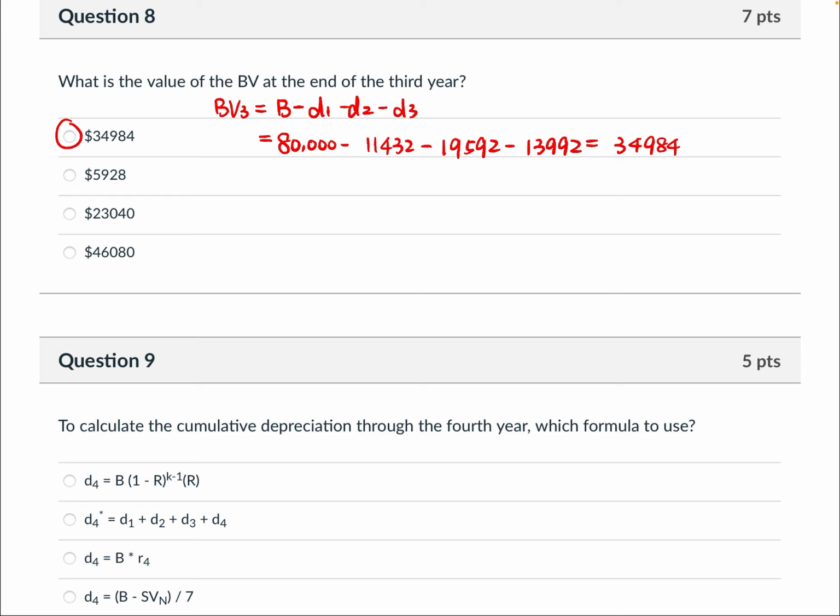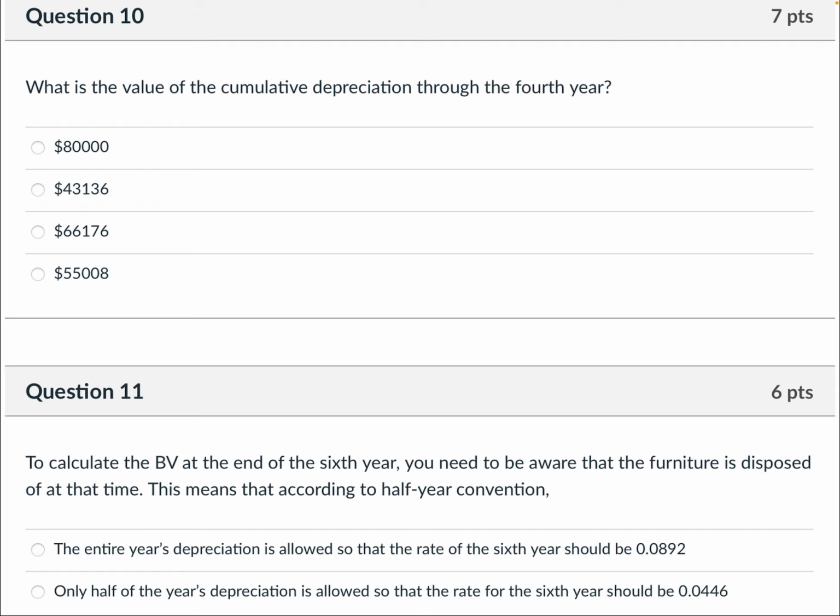So question 9, to calculate the cumulative depreciation through the fourth year, which formula to use? So this is to ask you what is D4 star. D4 star is D1 plus D2 plus D3 plus D4. That is defined by the definition of D4 star, cumulative depreciation deduction through the fourth year. Okay, and what is the value of the cumulative depreciation through the fourth year?